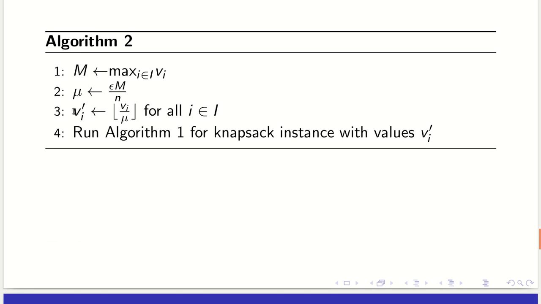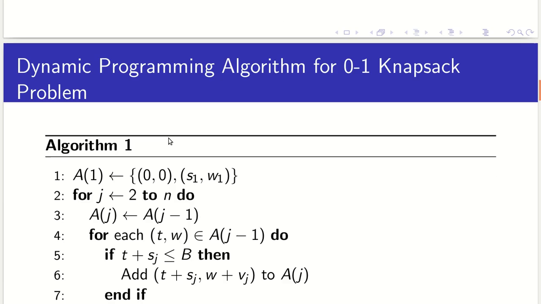And then we define new values for each item. So vi dash is the floor of vi by mu, so basically it's the greatest integer function of vi by mu. And we run algorithm 1 for the knapsack instance with values vi dash. So instead of vi, we now consider vi dash as the values of items in I, and we run algorithm 1, which is this DP.